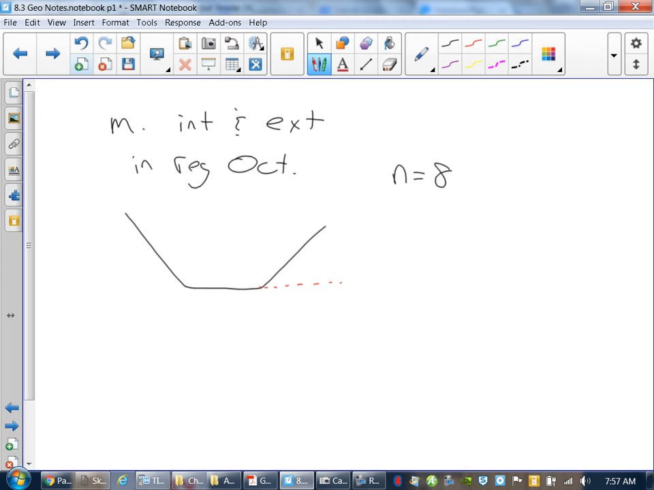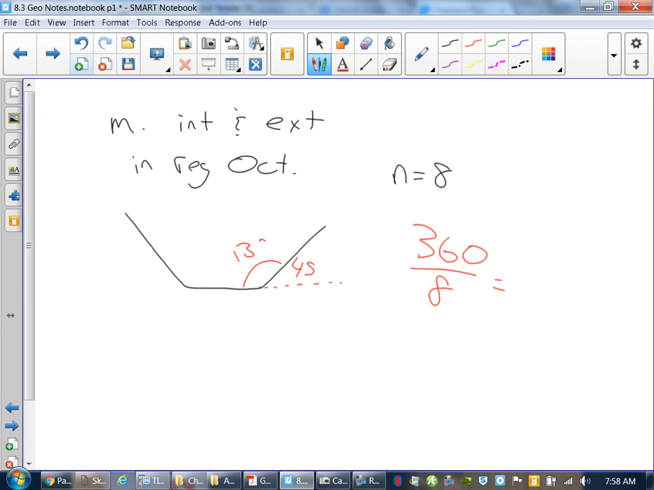So what we would do is, it's always easier to find the outside angle first, the exterior angle. All you have to do then is take 360 and divide it by what? 8. When you do that, you get 45. Okay? 45 is your outside angle, which means your inside angle is its supplement, which is 135.